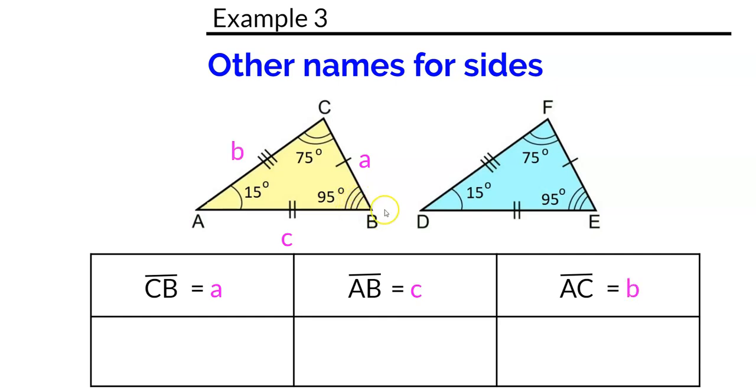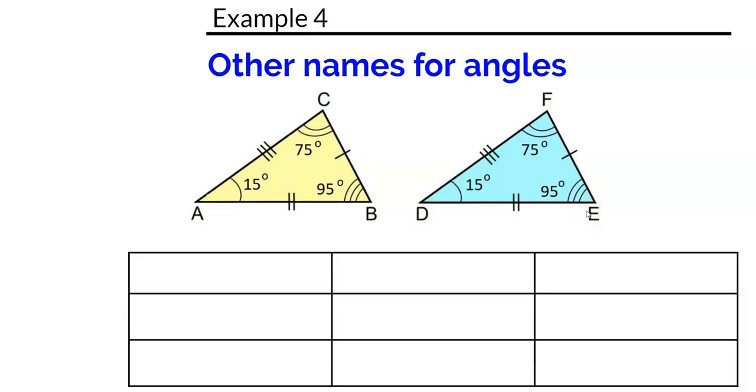Now let's go to the other triangle and do the same thing. If I look at FE, it faces the angle of D, so it would be called little d. When we look at DE, which is down here, it faces the angle of F, so this will be called little f. And the last one, DF, faces the angle of this 95 degrees right here, which is little e.